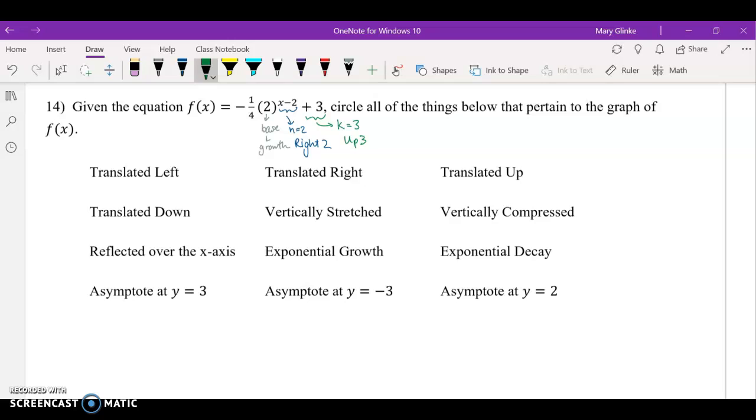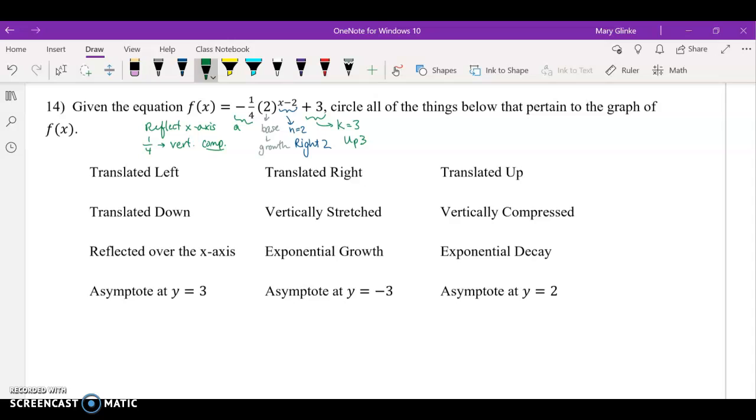And then anything out in front, this is your a value. The negative makes it reflect over your x-axis. The 1/4 is going to be your vertical compression. It's compression versus a stretch because it is less than 1. So it's actually going to be like shrinking things by a factor of 1/4.